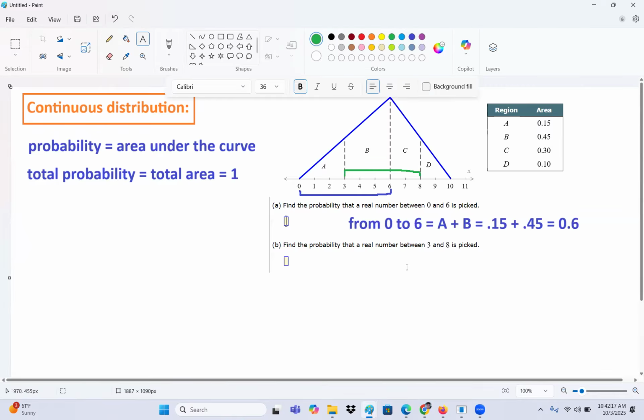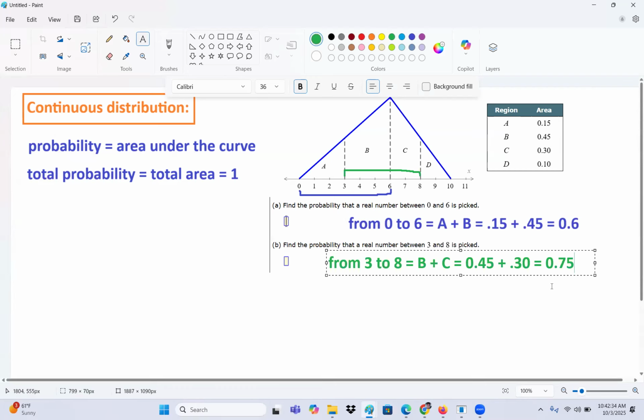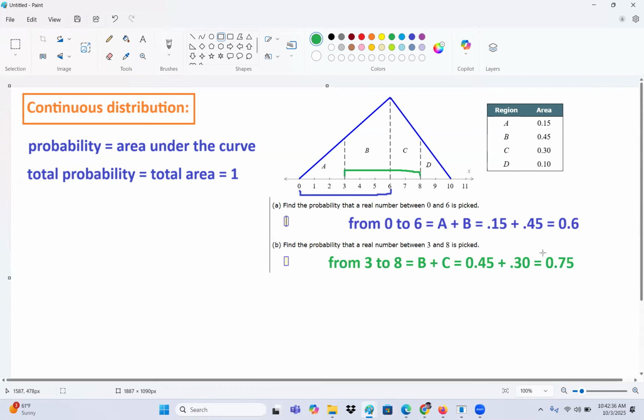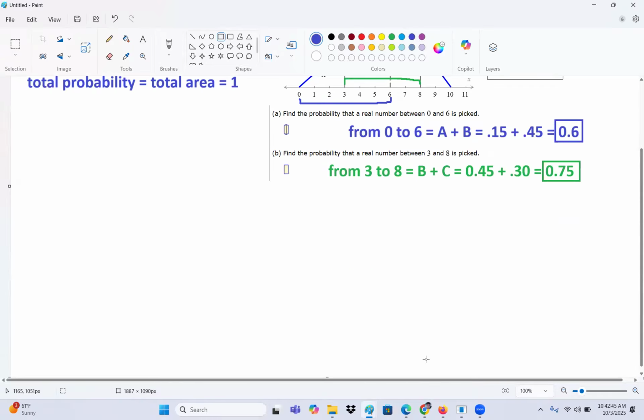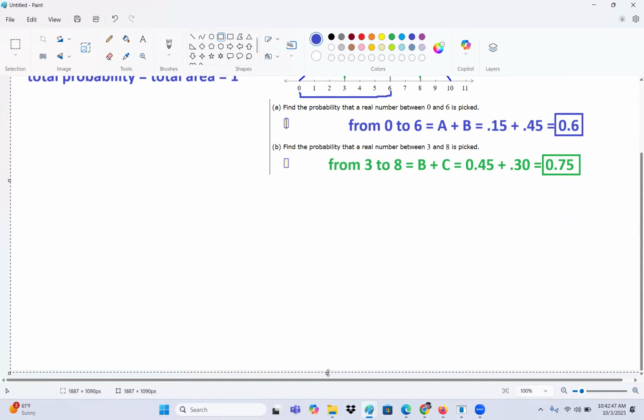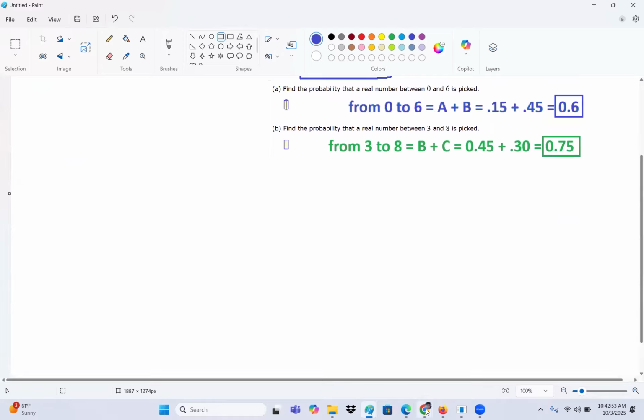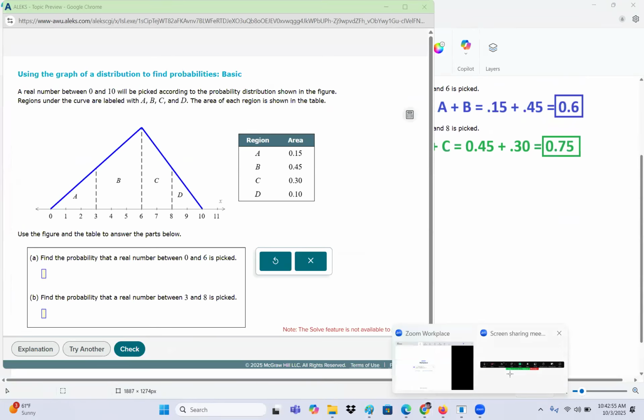Between 3 and 8, we add up the area from 3 to 8. We just add up the area of B plus C, which is 0.45 plus 0.3 is 0.75. It's not a problem as well. Yeah, this question is usually not going to be on the test. Like I said, it's very straightforward from what we have so far.